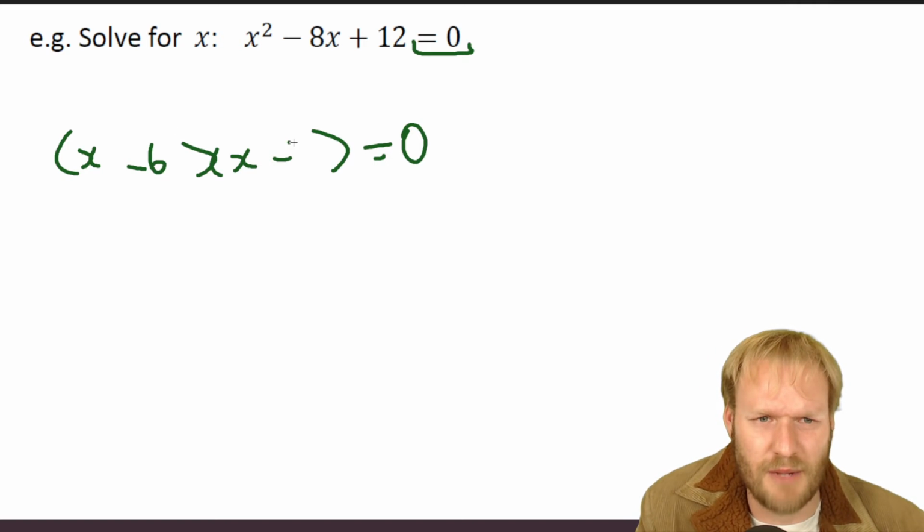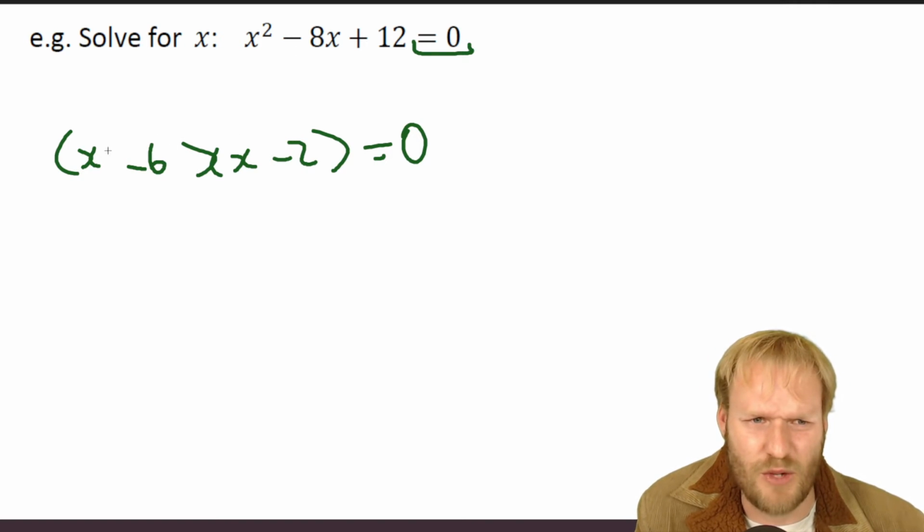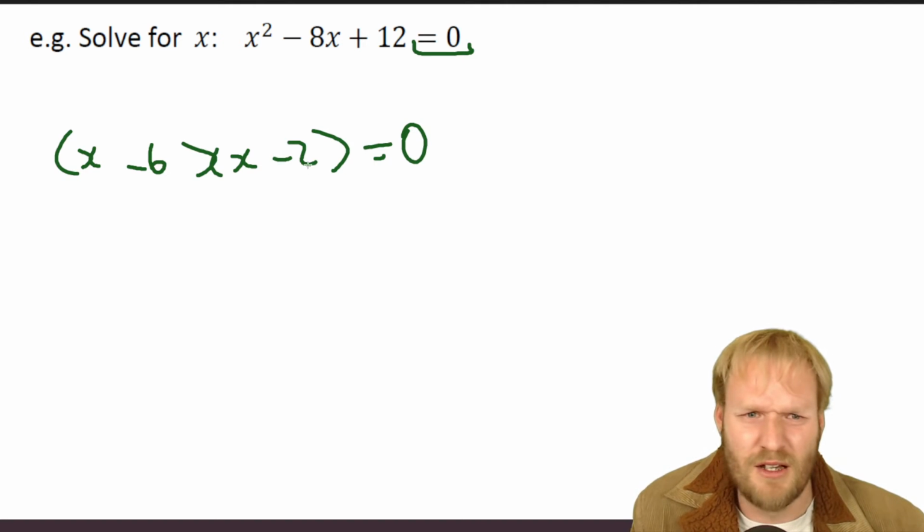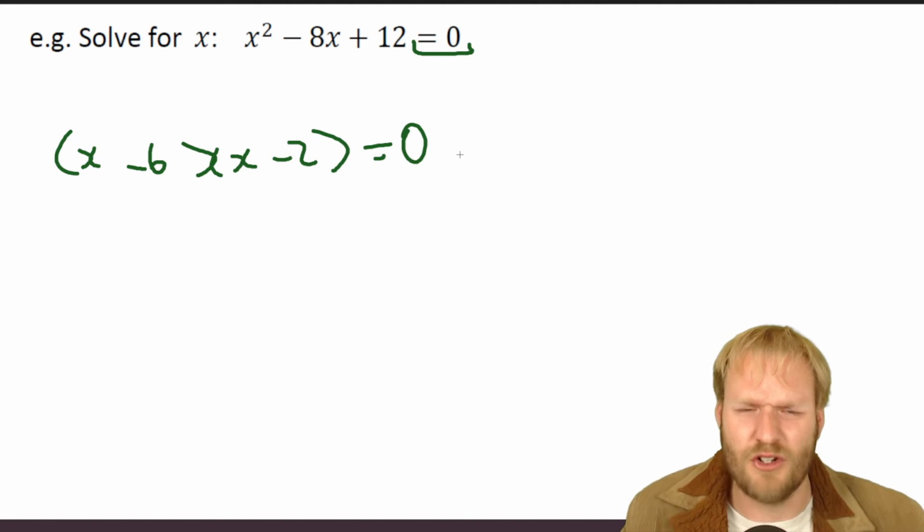Let's check. Minus 6 minus 2 doesn't work. x times x is x squared. x times minus 2 is minus 2x. Minus 6 times x is minus 6x. Minus 6 times minus 2 is plus 12. Cool. Sounds like we got it.